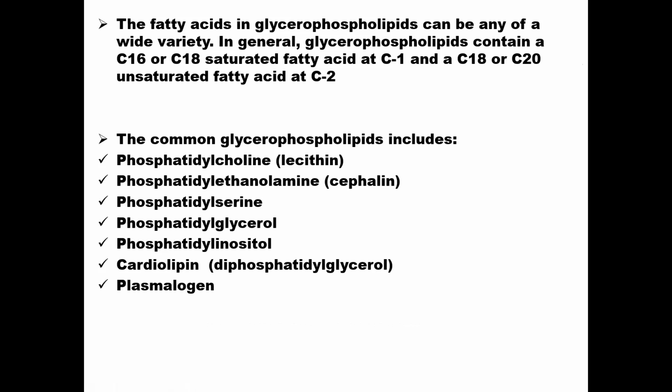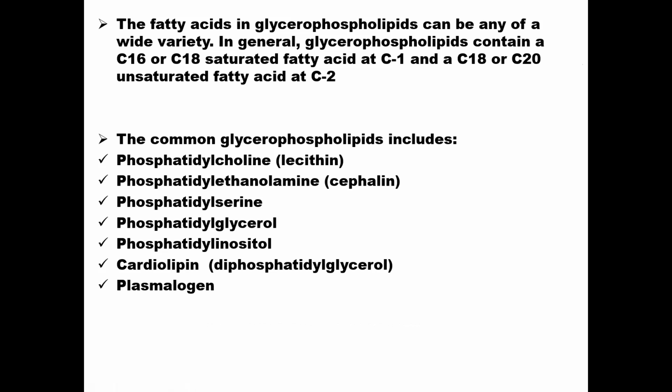And in general, glycerophospholipids contain a 16 carbon to 18 carbon saturated fatty acid at carbon number 1. So at carbon 1 of the glycerol, the glycerophospholipids contain a 16 or 18 carbon saturated fatty acid. You know, the 16 carbon saturated fatty acid is what? Palmitic acid. The 18 carbon saturated fatty acid is what? Stearic acid.